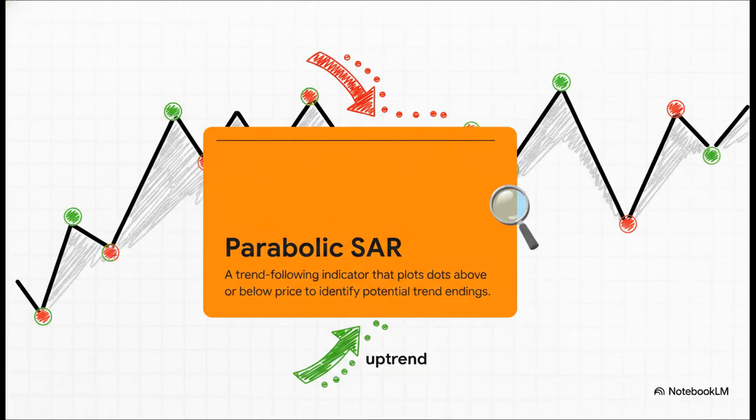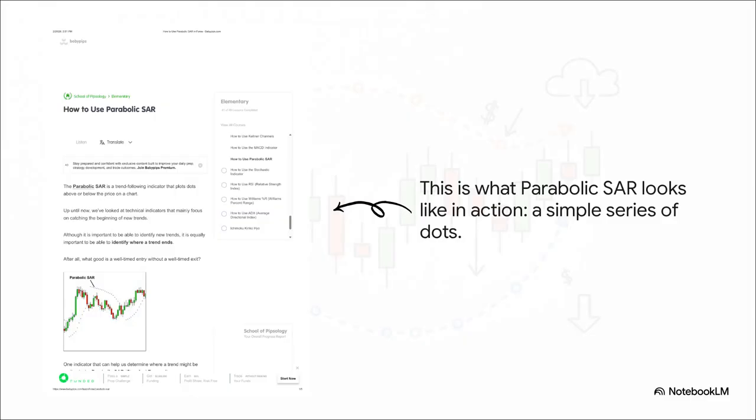Meet the Parabolic SAR. At its heart, it's a trend-following indicator, and all it does is plot a series of dots on your chart, either above the price or below it. Its whole job is to give you a simple visual clue that a trend might be ending. And here's what it looks like out in the wild. Don't worry about the math or the calculations for a second. Just look at it. You've got your price bars, and then you have this nice clean curve of dots tracing the price action. That's it. That's the whole thing. Its real power is just how simple it is to see.